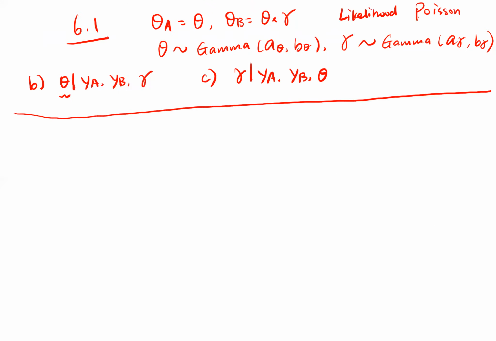In order to set it up, we know that we should first come up with the joint, right? The joint is going to be, part of it, from the likelihood. So what's the likelihood? For group A, you have all of them following a Poisson distribution with parameter theta, right? That's what the question tells you.